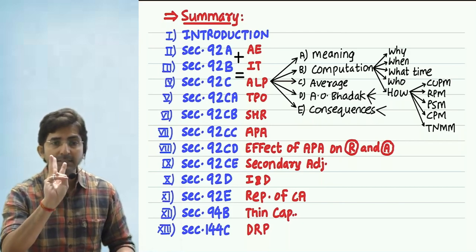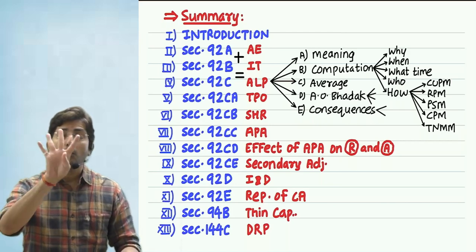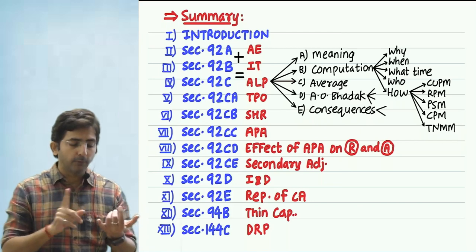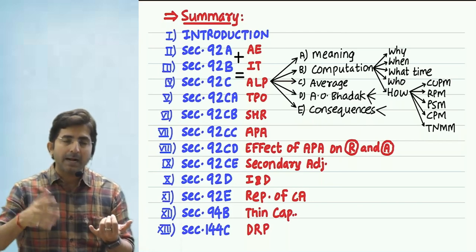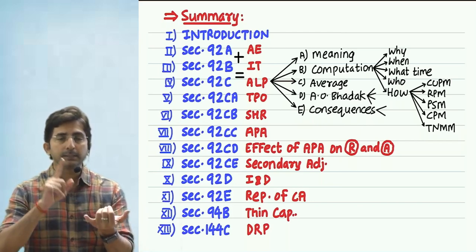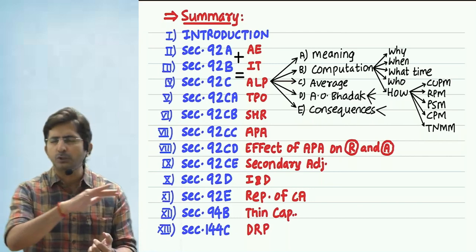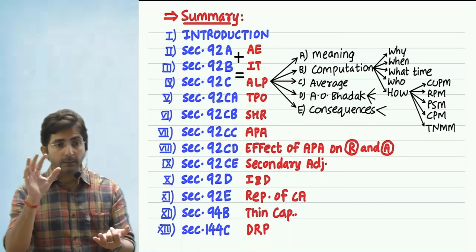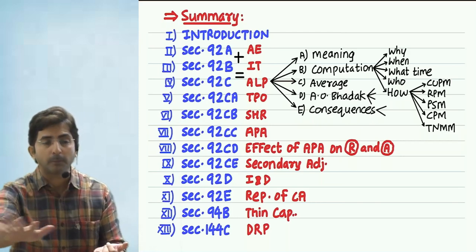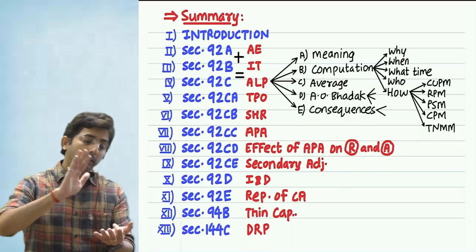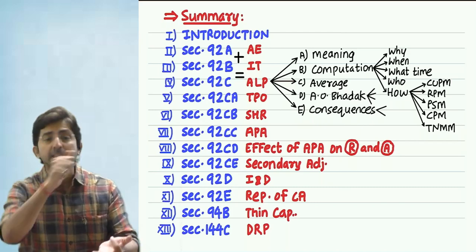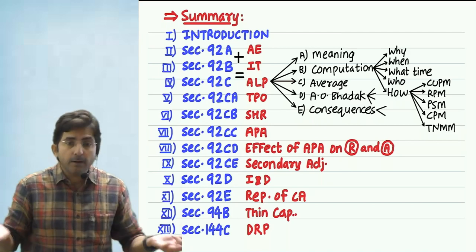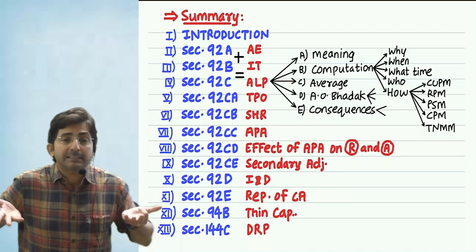3 circumstances I explained. In all, there are 4 circumstances which will make AO angry. Repeat. First was, please memorize this: if assessee fails to compute ALP as per the most appropriate method. Second, if information document required under 92D are not maintained. Third, even if maintained, you have not furnished. Whenever required, you should furnish. But you didn't furnish. So that's why AO gets angry.